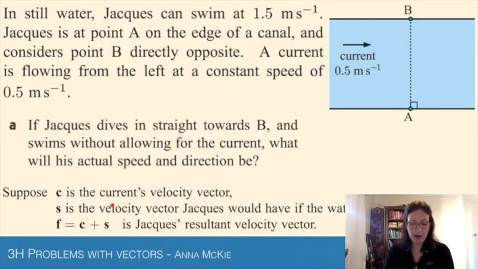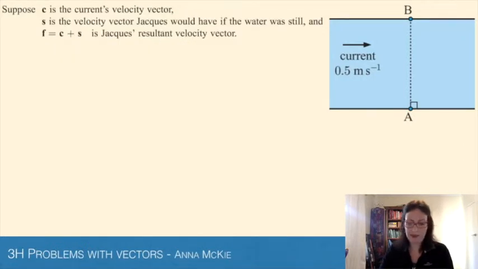Some things to bear in mind: we're going to use C as the current's velocity factor. So C for current, 0.5. S is the velocity vector Jacques would have if the water was still. So that's his speed that he can swim. So S for speed, 1.5. And F is the result of the two of those combined. Let's have some space to work this out now.